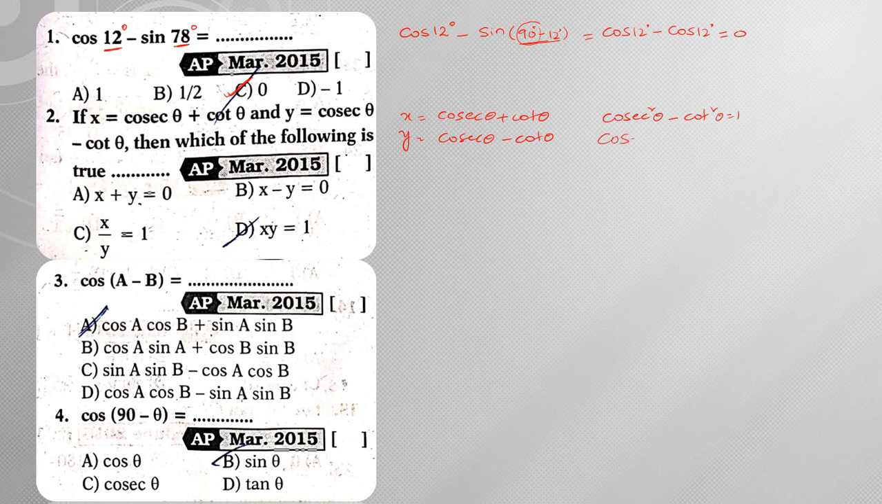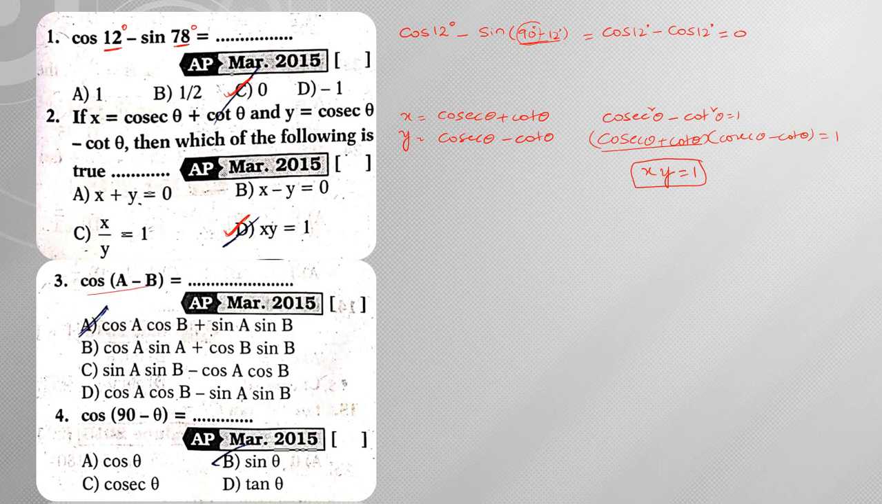Again this I can write as cosecant theta plus cot theta into cosecant theta minus cot theta, which is equal to 1. Now instead of cosecant theta plus cot theta I can write x, and instead of cosecant theta minus cot theta I can write y. Hence the answer is x into y is equal to 1. Hence option D will be my answer here.